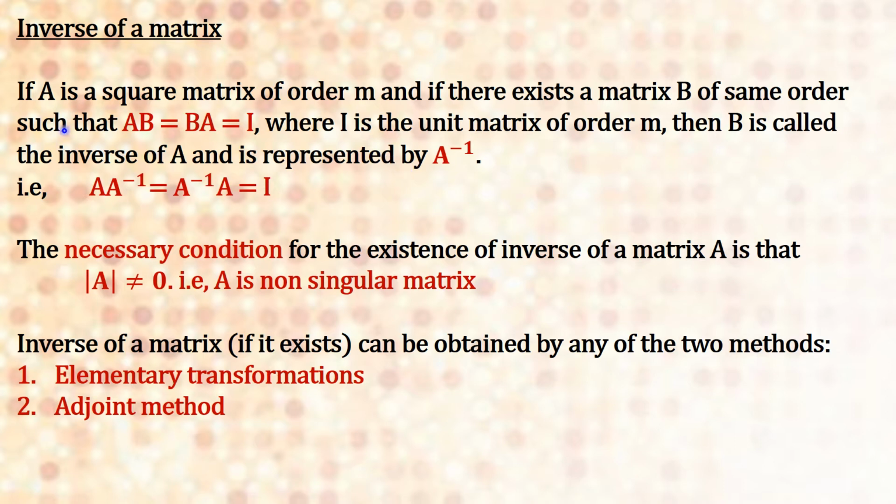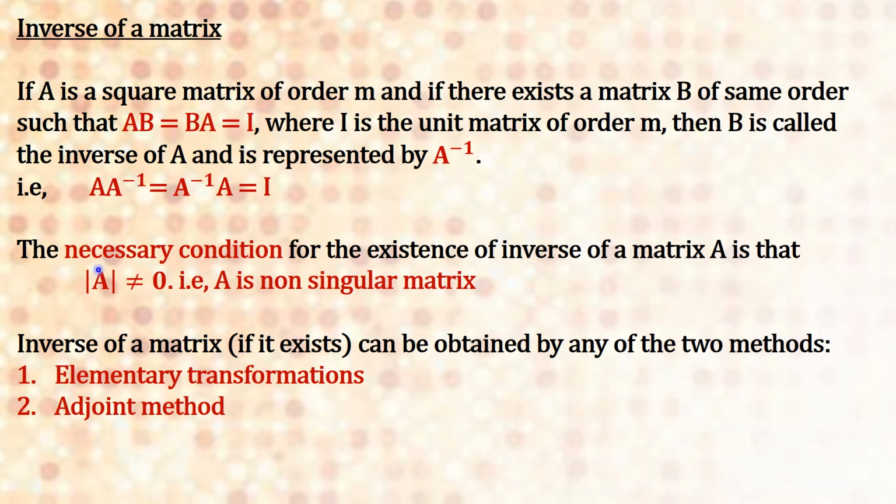Then this equation will become A into A inverse is equal to A inverse into A equal to I. That is, in place of B we can write A inverse. That means if B is the inverse of A, then this condition should be satisfied. That is, A into B equal to B into A, which should be equal to I.